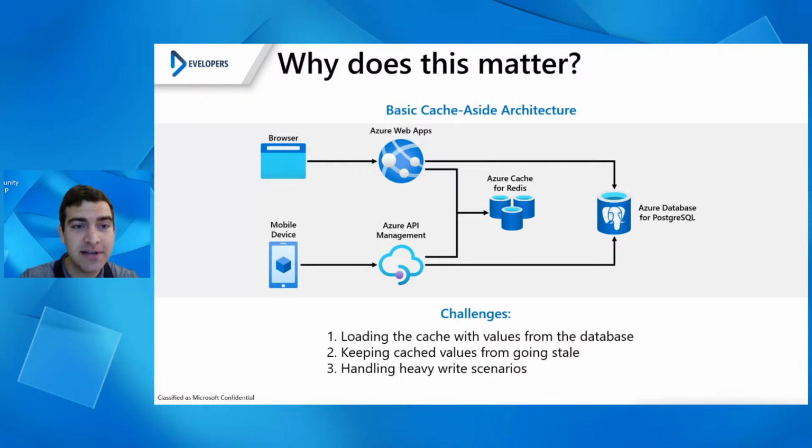Challenge number two is, how do you keep the values that are already in the cache fresh? What if there's some stuff in the database that's changing? How does that reflect it in the cache? And how do you ensure that the cache has the latest non-stale values? And then the third thing is, how do you handle heavy write scenarios, right?